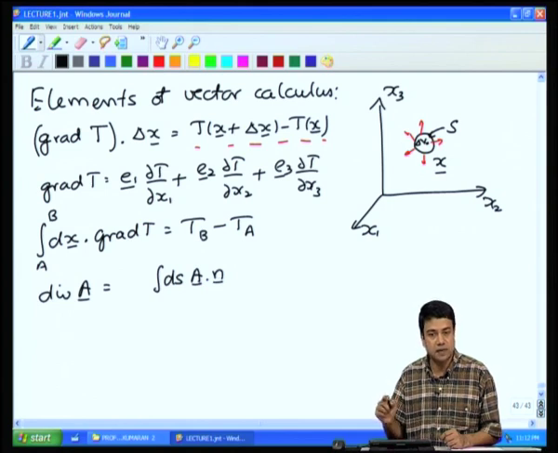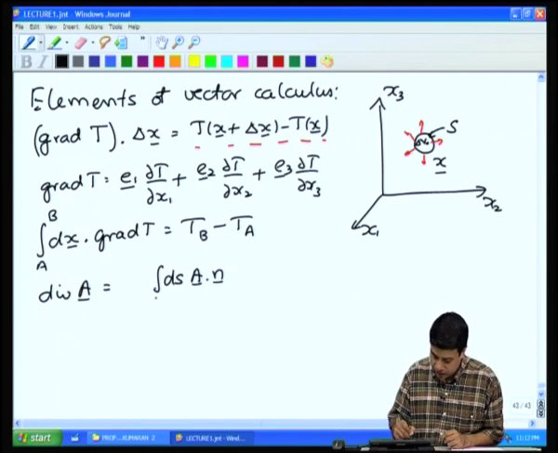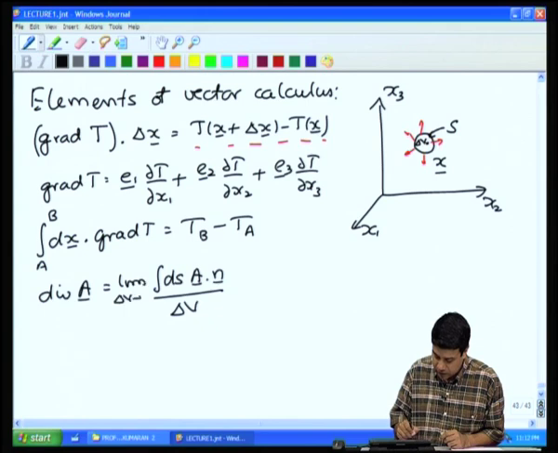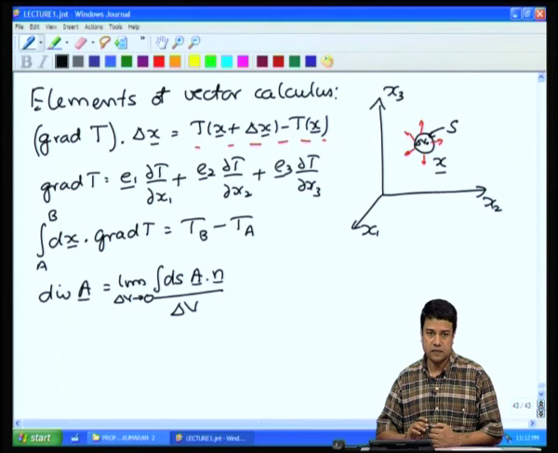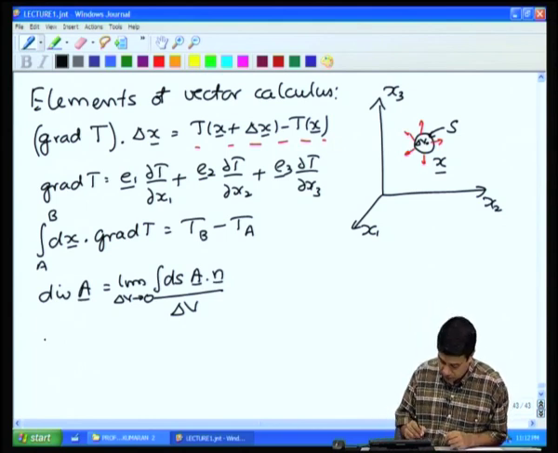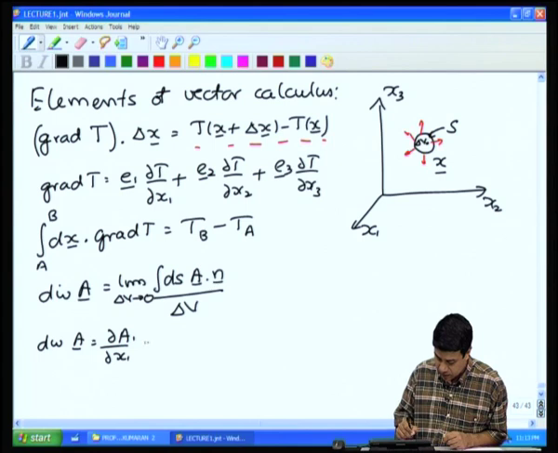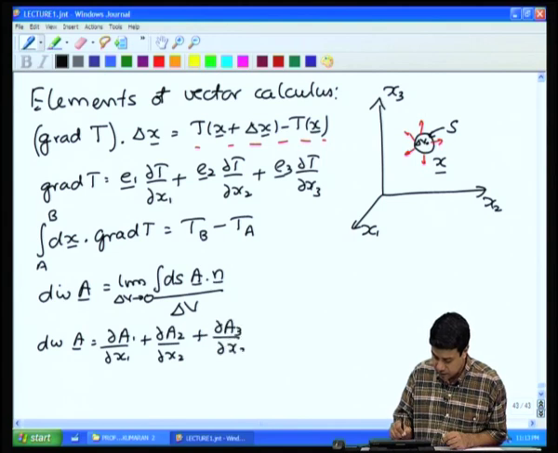At each location on the surface, I take A and dot it with the unit normal, and divide by the volume delta V in the limit as delta V goes to 0. That is the definition of the divergence. We had derived this for a cubic differential volume, and for that we got divergence of A is equal to partial A1 by partial x1 plus partial A2 by partial x2 plus partial A3 by partial x3.